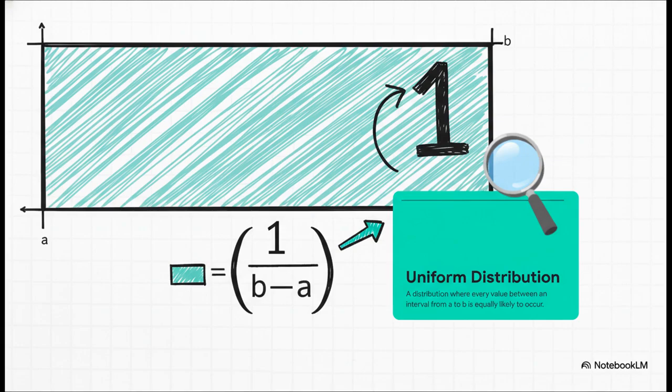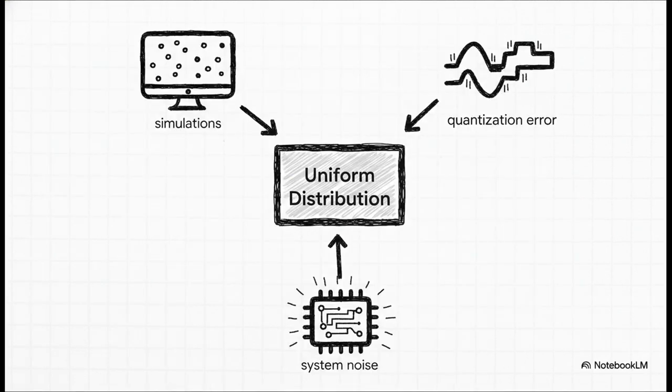So the official definition is that a random variable has a uniform distribution if its PDF is just a constant value between a minimum point A and a maximum point B. And that constant height isn't just random, it's calculated very specifically as 1 divided by B minus A. And that just makes sure the total area of our rectangle, the total probability, is exactly 1, which it always has to be.